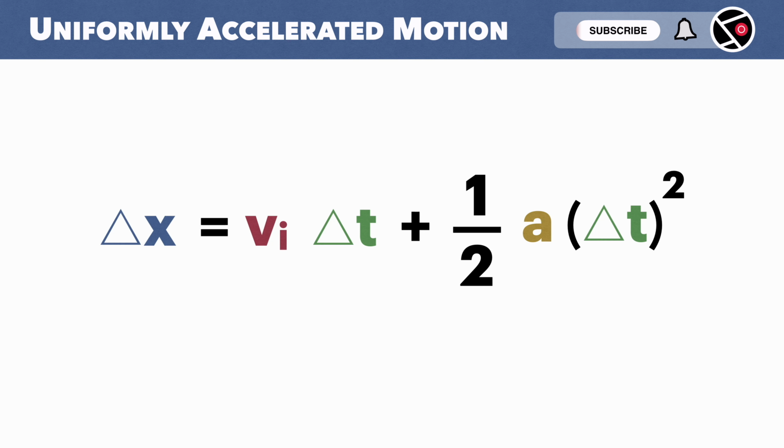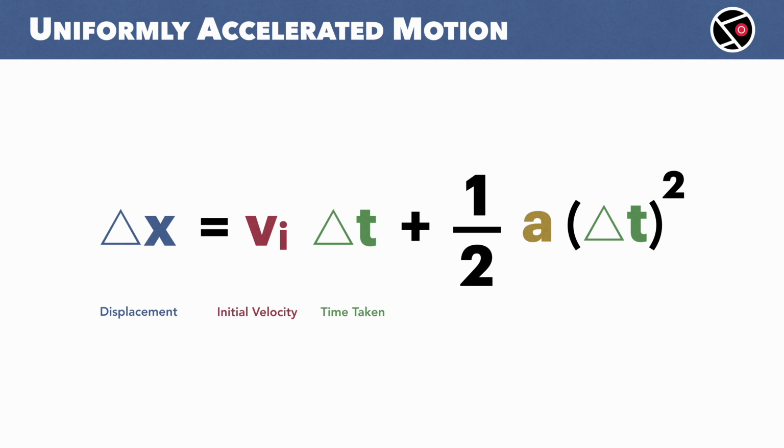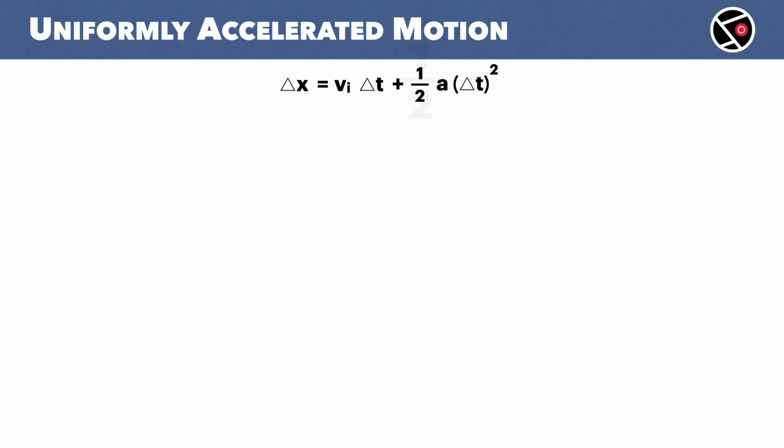In this lesson, we will prove this fundamental equation. Delta x equals Vi delta t plus 1 by 2 a delta t square. This equation is valid only for constant acceleration, uniformly accelerated motion, UAM. I will first prove this using a velocity versus time graph, the graphical approach, and then prove it again using calculus. Let's start by plotting velocity against time.